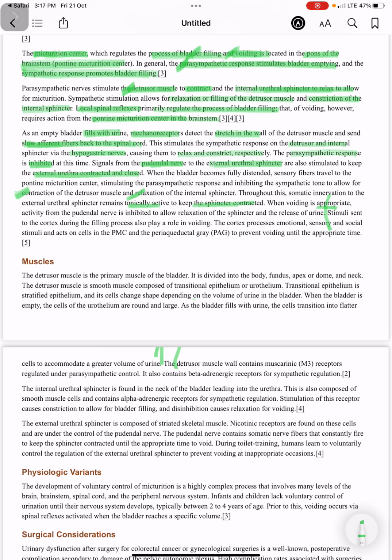When voiding is appropriate, this activity from the pudendal nerve is inhibited. So this will allow relaxation of the sphincter, and this will cause the release of the urine.